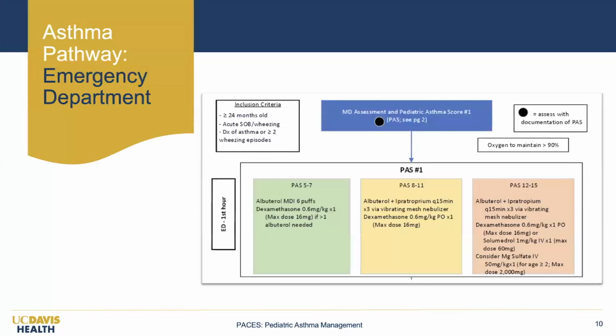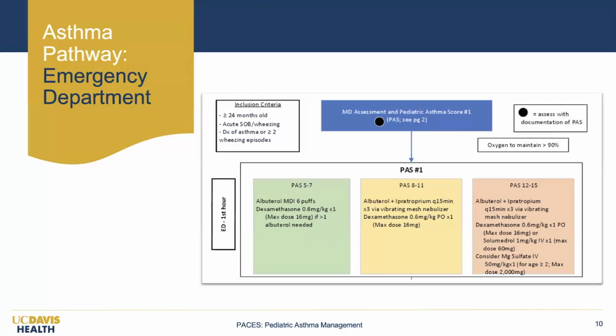Okay, so this is sort of a close-up look at the first hour of our pathway on the pediatric asthma score for the emergency department. And we're including patients in this pathway if they're at least 2 years old and have either a known diagnosis of asthma or have had at least 2 wheezing episodes in the past. The idea is that we're trying to select for patients who we think are albuterol responsive, so we're not doing all these interventions in a patient who just has viral-associated wheezing and might not respond as well.